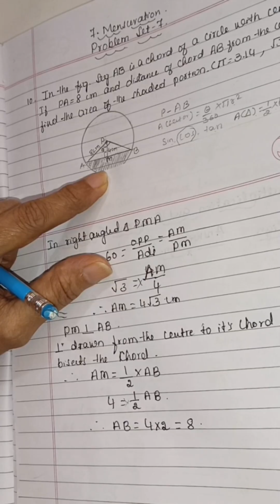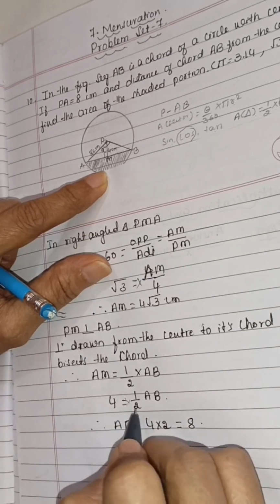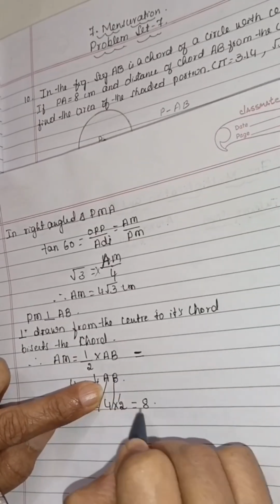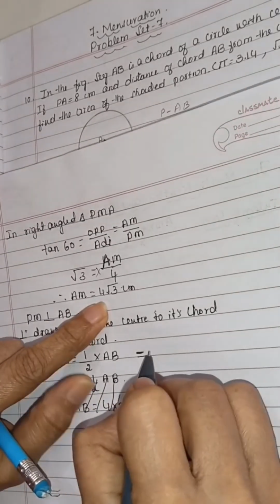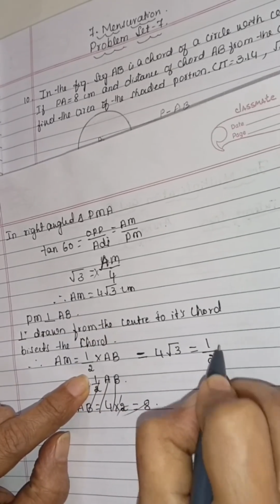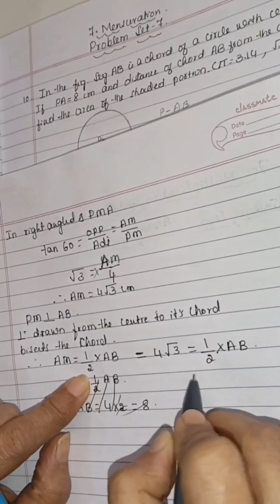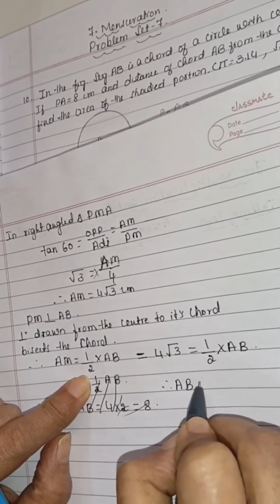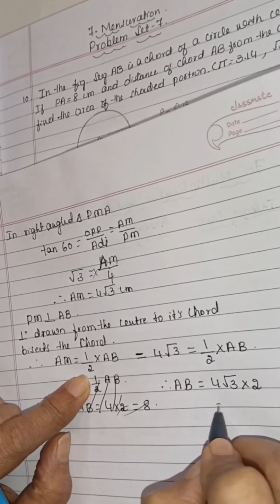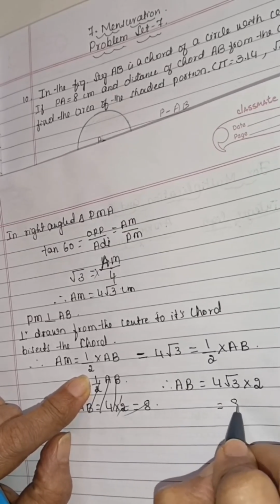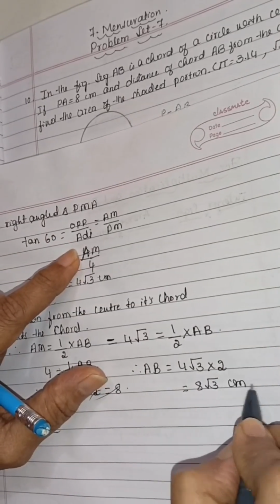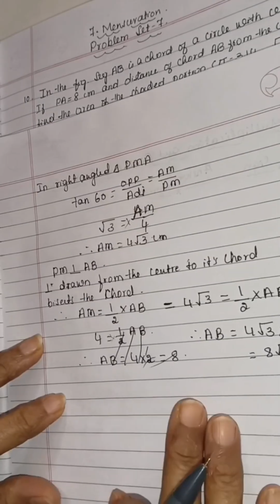Here AM is 4 root 3 again. See, I made a mistake here. AM is 4 root 3, equal to half into AB. Therefore, AB is, by cross multiplication, 4 root 3 multiplied by 2, that is 8 root 3. AB is 8 root 3 centimeter. Now we can find out the area of the triangle.